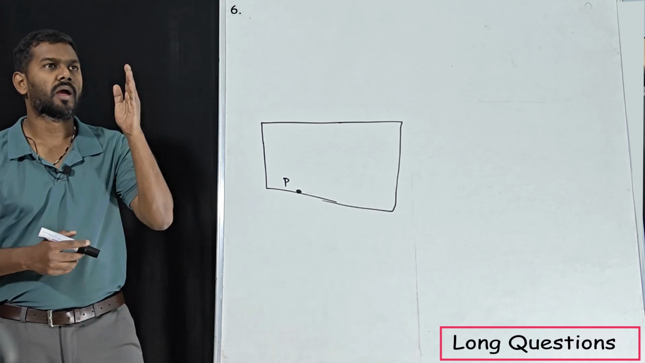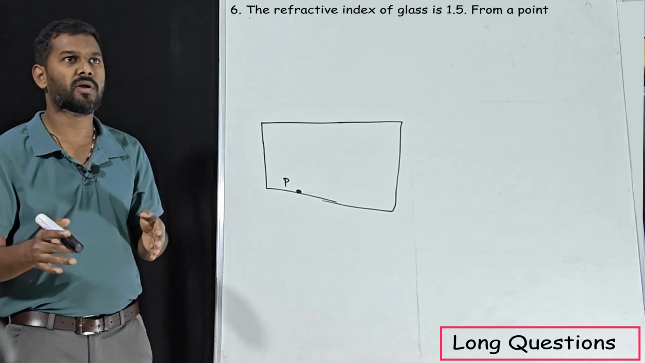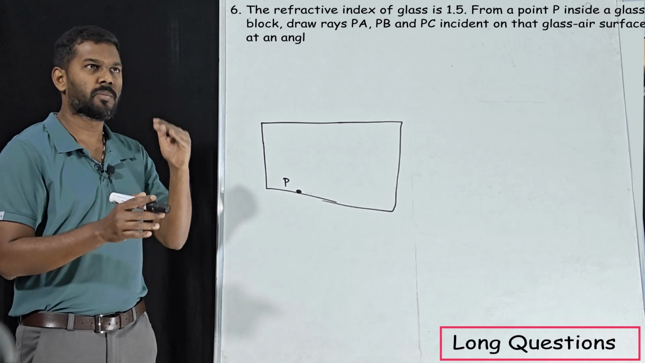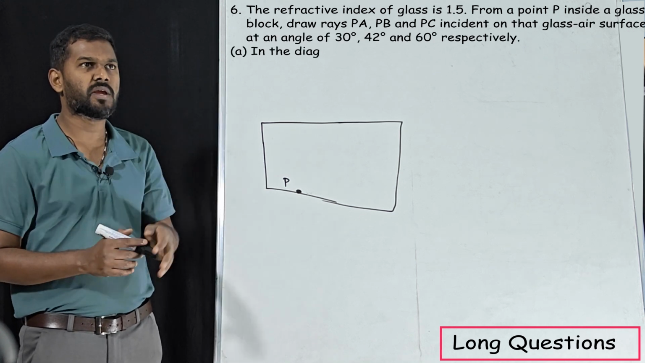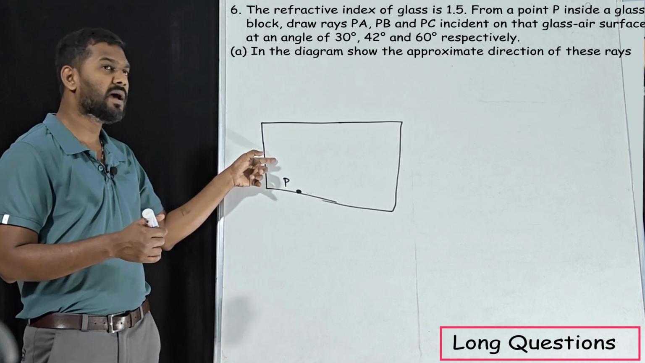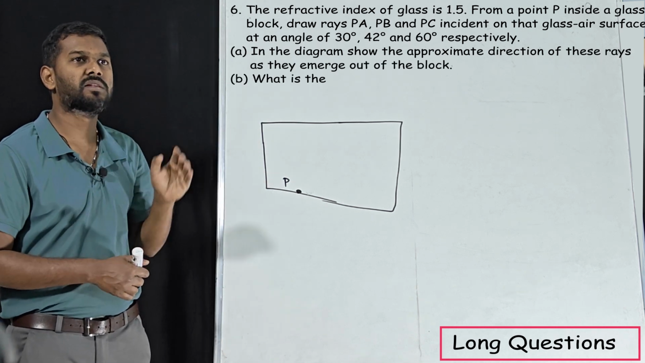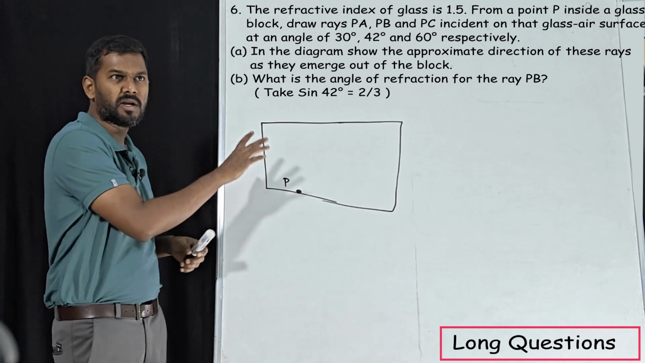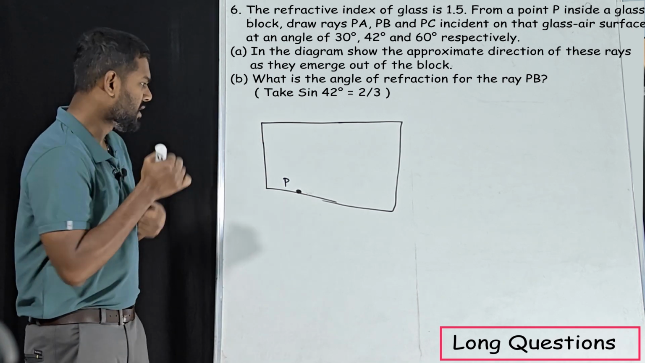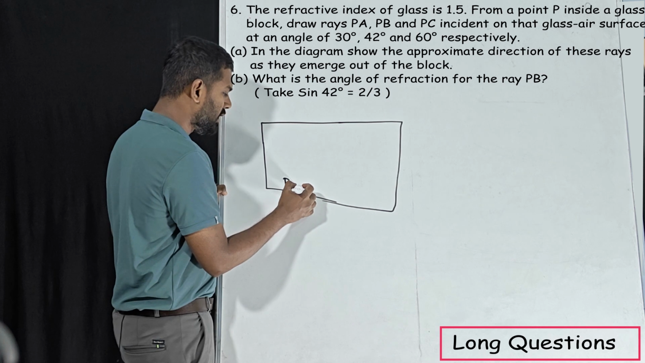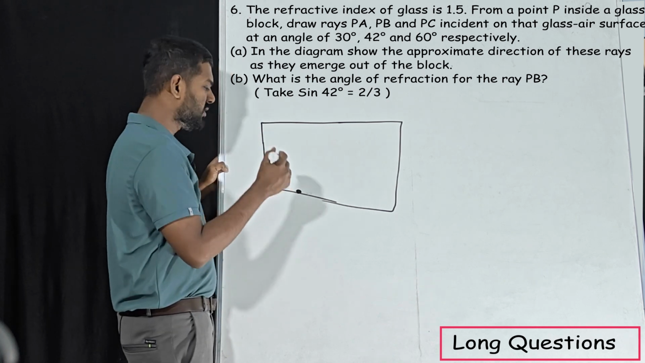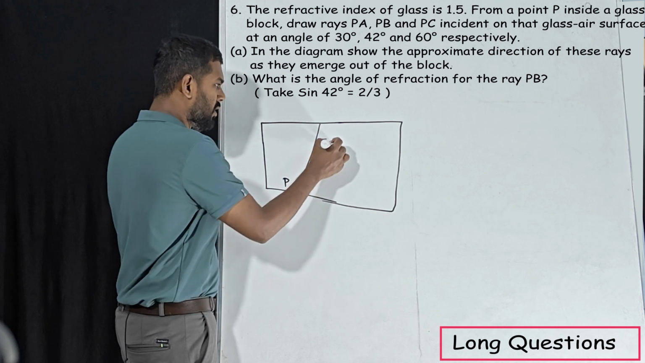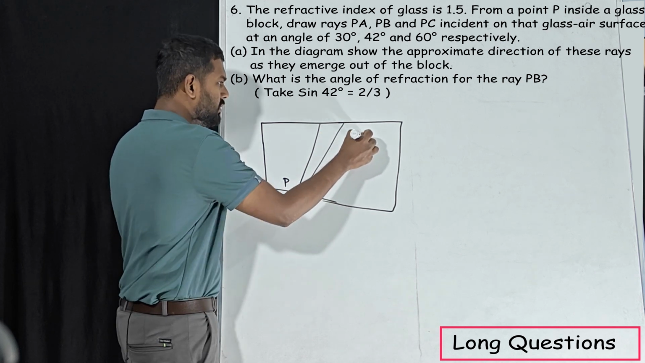Our next question: the refractive index of glass is 1.5. From a point P inside a glass slab, draw rays PA, PB, PC incident on the glass-air surface at an angle 30, 42 and 60 respectively. So first we'll complete the diagram until what they have said. Listen, from point A, there are three rays that have to go. First one is 30 degree, second one 42, third one 60.